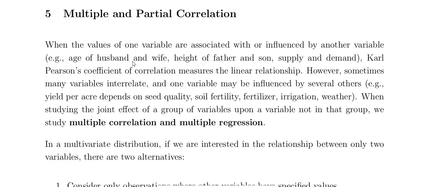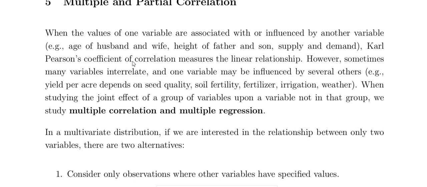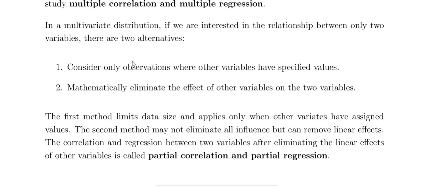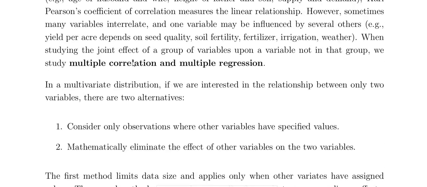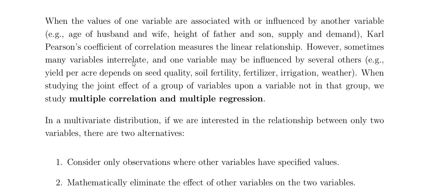Multiple and partial correlation. Actually, what is the meaning: values of one variable are associated with another variable, like the age of husband and wife, height of father and son, and supply and demand. The correlation coefficient measures the linear relationship. However, sometimes many variables are interrelated, that is, one variable may be influenced by several others. So the yield per acre depends on the seed quality, the soil fertility, like that.